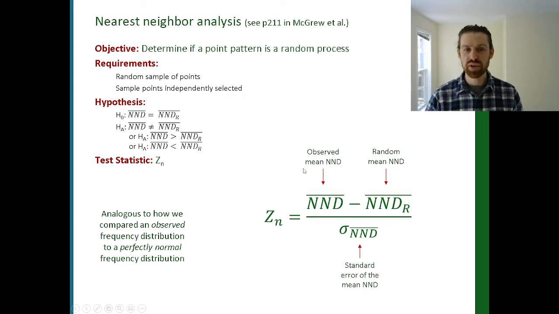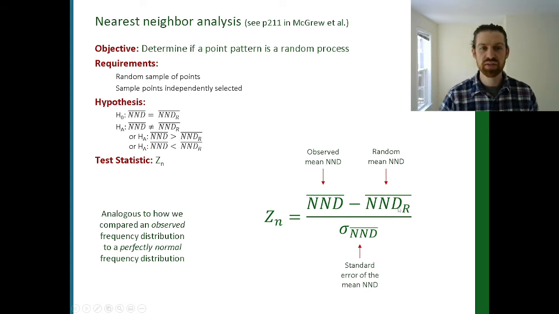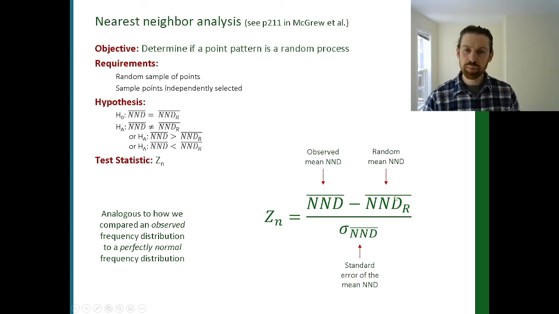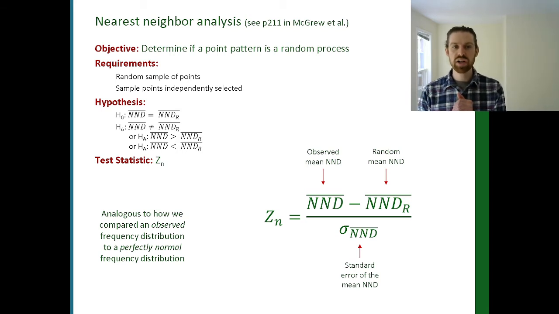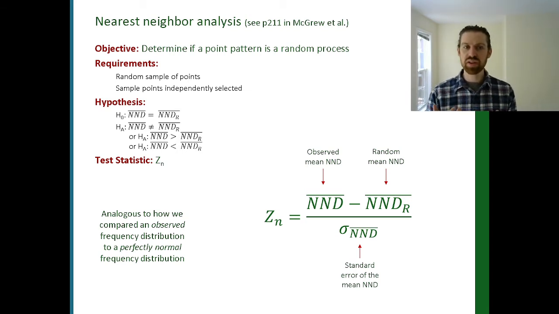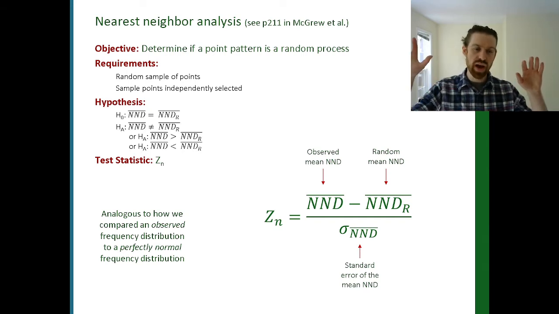Okay, so we've got the observed mean here, this NND bar, and we've got the random mean here, which is the nearest neighbour distance based on just kind of a random outcome process. In the null hypothesis they would basically just be the same. This is exactly as we approached these hypotheses in other tests, so there would be no difference between what we've observed and what we would expect.